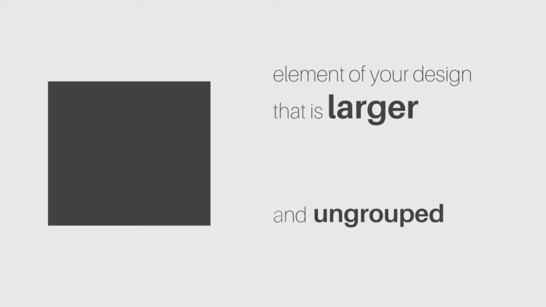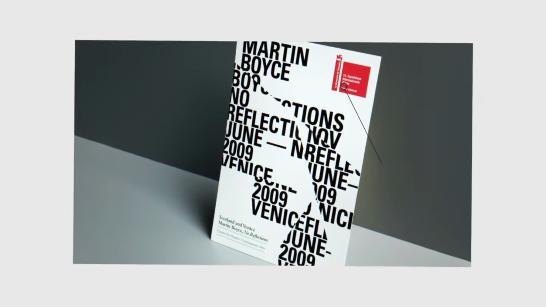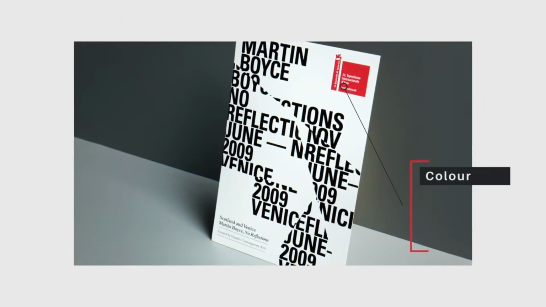You can always use an element of your design that is larger and ungrouped, essentially just residing by itself in one area of the graphic design. This can be an image, a word, or even a single letter. You can also use a color to generate a focal point so that one element is obviously a different color from the rest of your design.